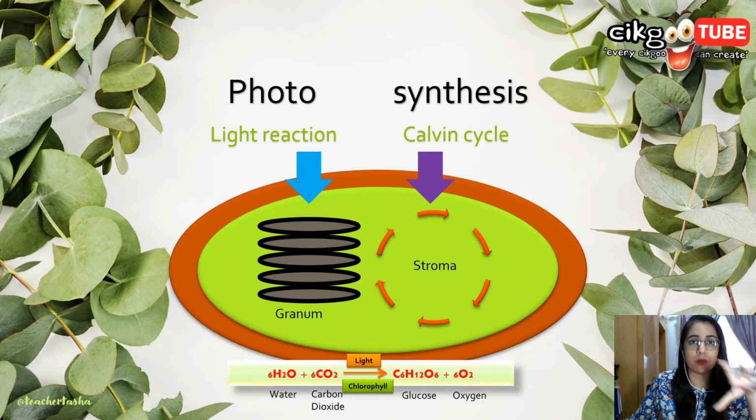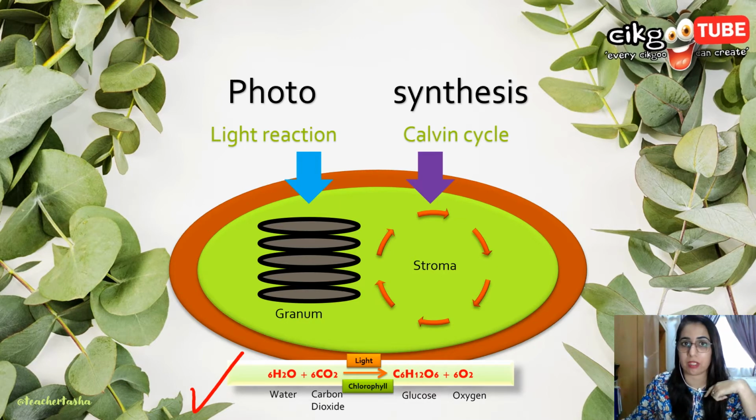Now let's move on to photosynthesis. Photosynthesis occurs in two places, the grana and the stroma. Photosynthesis uses energy from the sunlight and chlorophyll in the chloroplast to change water and carbon dioxide into glucose and oxygen. So that's where this equation comes in.